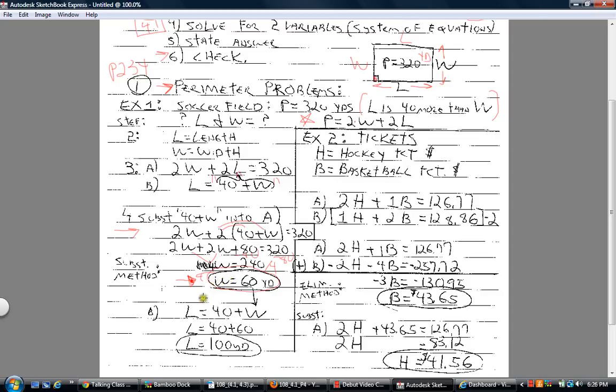Now, once you've done this, here's where you call your assistant to come up there, and you let that person figure out the length. Why? Because the hard part was the width. Substitute it in. 60 plus 40 is 100 yards.